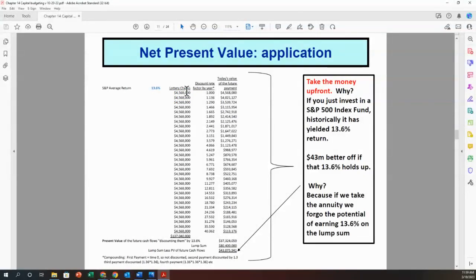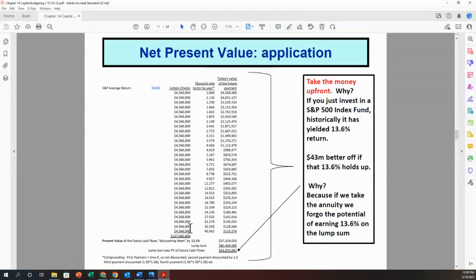From the perspective of the day you make your decision, which is today, I take that second check, I divide it by 1.136, 1 plus the 0.136, the interest rate. That future $4.568 million a year from now is worth $4 million today, assuming my discount rate is 13.6%.